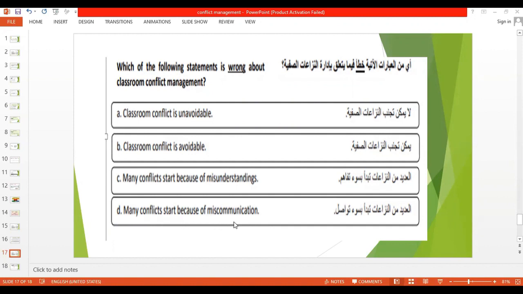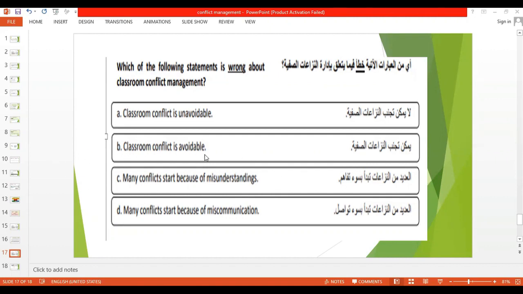Many conflicts start because of miscommunication. Is it a right statement? Of course, yes. This is a right statement about classroom conflict management. The question is to find out the statement which is wrong. This statement is correct, so this cannot be the answer. Now let us go to: many conflicts start because of misunderstanding. Is this statement right about classroom conflict management? Yes. So it is a right statement, and this also cannot be the answer.